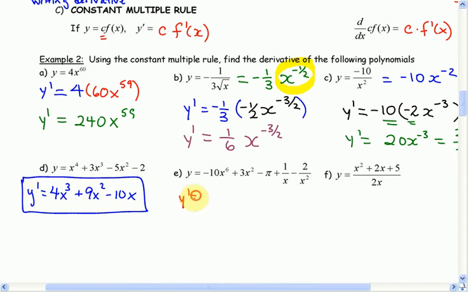Okay, let's do E then. What's E? Negative 10x to the power of 6. The derivative is negative 60x to the power of 5. How about 3x squared? What's that derivative?